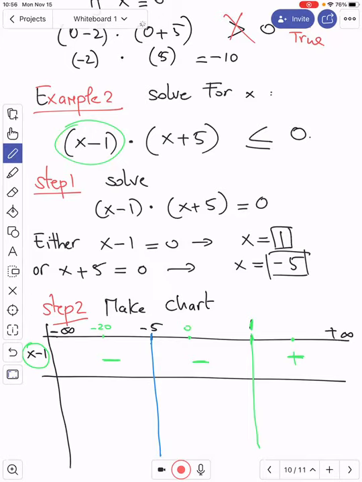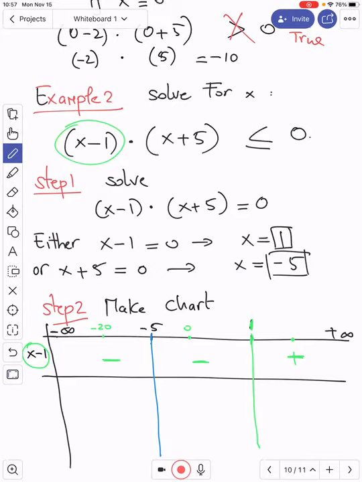You don't have to compute anything. If I pick -20 and plug it in, well, here it's kind of easy to compute. But imagine you have 3 factors or 4, like x minus 1 times x plus 5 times x minus 6 times x, 5 or 6 factors. If you just plug in some values of x and see if the sign is positive or negative, you're going to waste your time. It's going to take a lot of time to compute the answer.